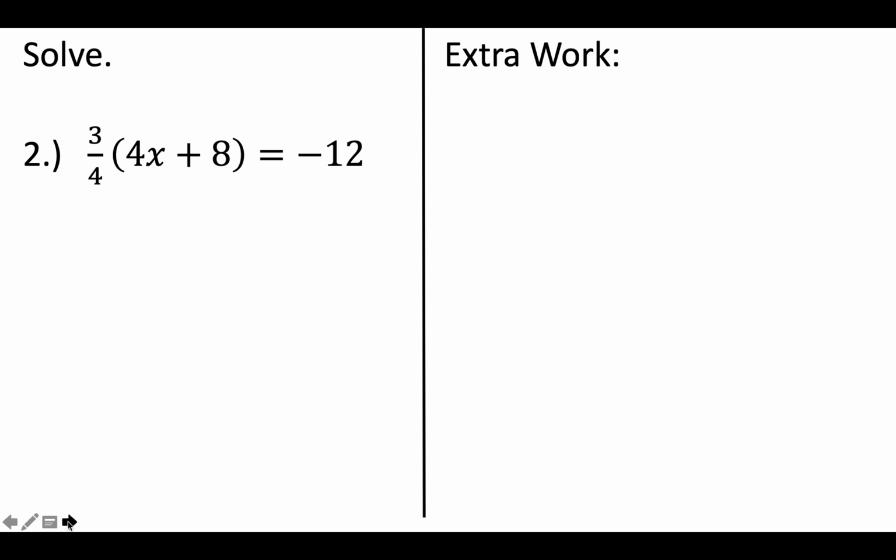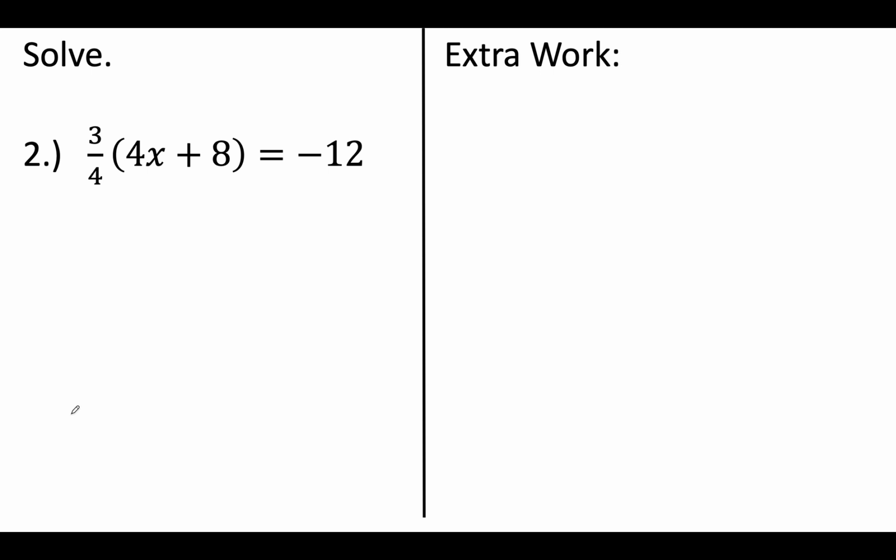is to, number one, distribute. Number two, proportion. And number three, multiply by the reciprocal. So I'm going to go through a couple of these and tell you why I would use it. On this question, I would multiply by the reciprocal.